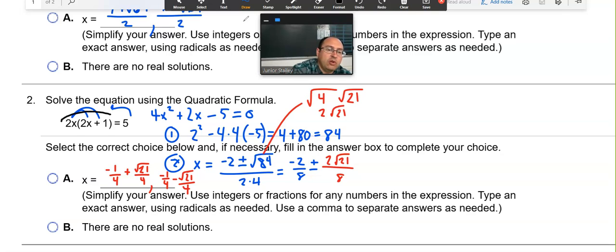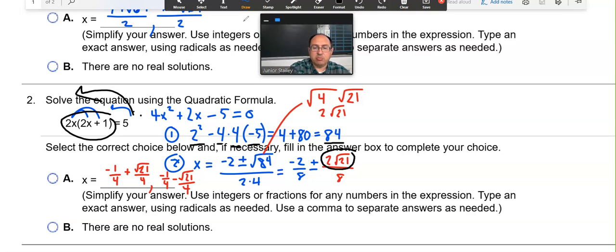I do have to distribute the 2x and then bring the 5 over to the other side. Because the quadratic formula, you can't solve it unless it's equal to 0. Then you can go through your discriminant process. b squared minus 4 times a times c ended up with positive 84. Now, there is a perfect square which goes into 84. That is 4, and it goes in 21 times. So I was able to break up that 84 into 2 radical 21.